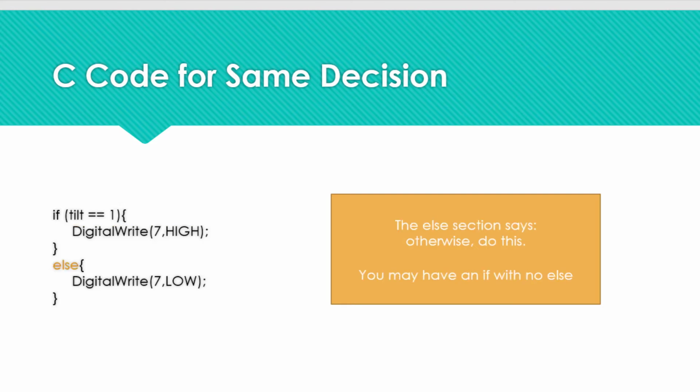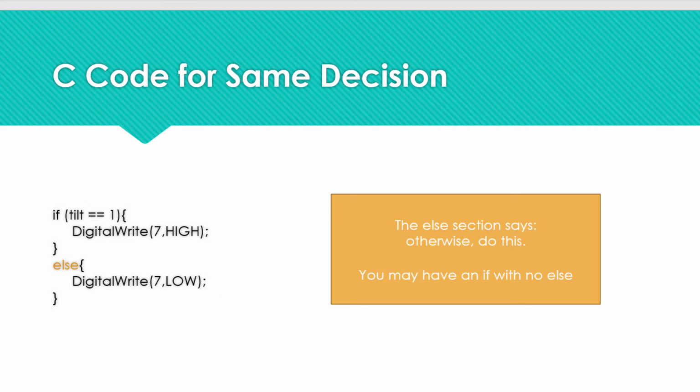Optionally, meaning we don't have to do this, we could have an if that just stops with if tilt equals 1, digital write 7 high. But if we want to do something when it's not true, then we use this else keyword and another block of code. In this case, my else keyword is followed by a set of curly braces to tell me here's what's happening if the else is what's going on, and we're going to digital write pin 7 low, which will turn the LED off.